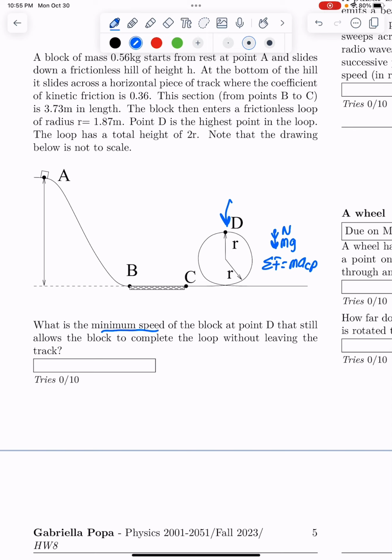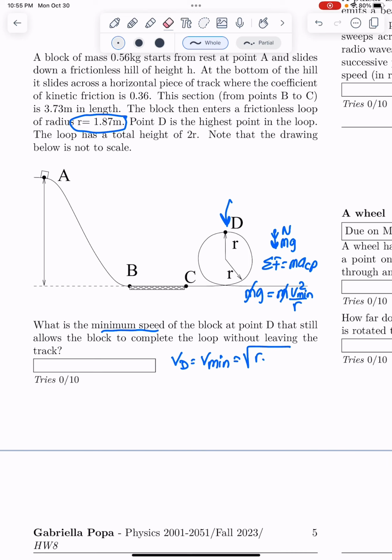So when N equals 0, instead of the sum of the forces, we have mg. And we know the centripetal acceleration is v squared over r. And remember, this is v min. Any v greater than that will provide some N. Okay? So we can see that mass cancels out, doesn't matter. So v min, that is v at D, equals square root of r times g. Now r is given, for me it is this value, g is 9.8, so plug in your values and solve for v at D.